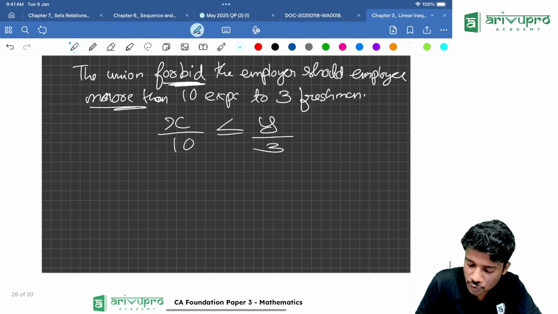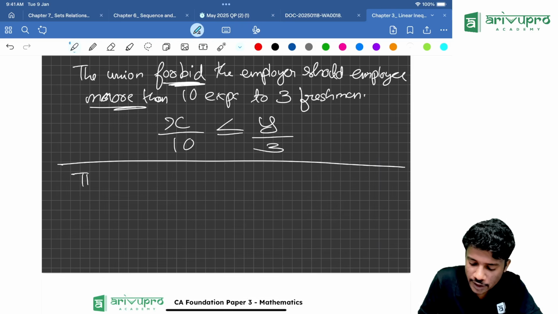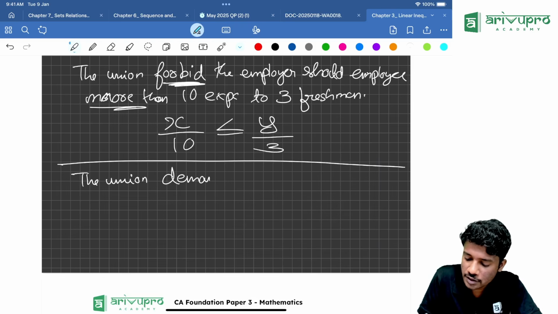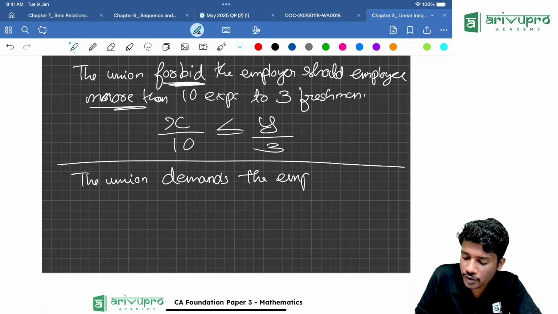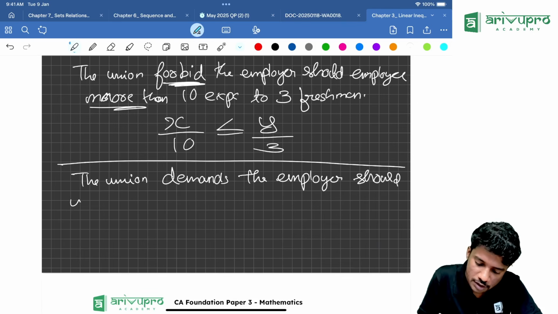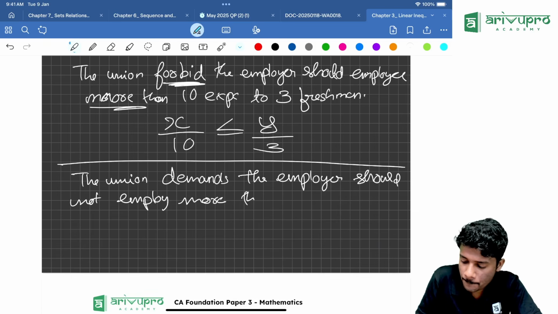Now I will change the question again. The union demands the employer should not employ more than 12 experienced to 5 freshmen.